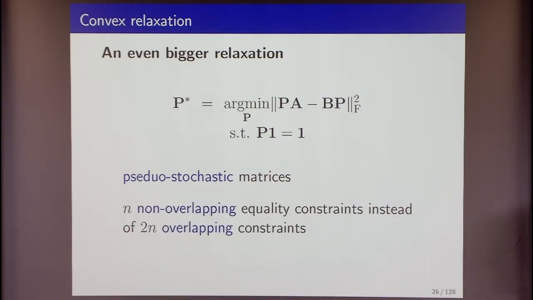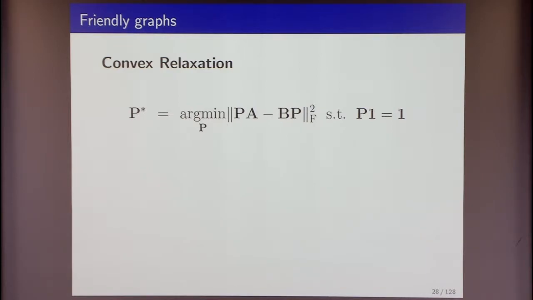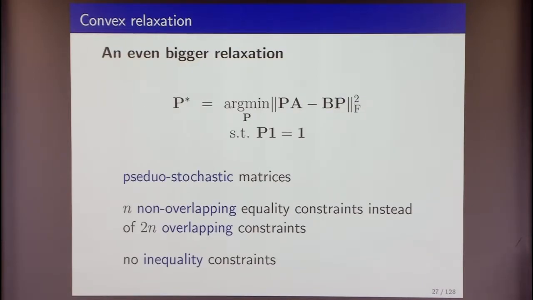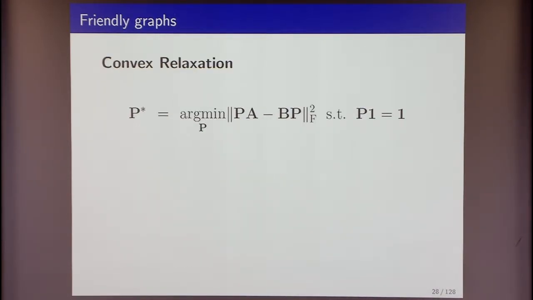So there are no overlapping constraints, and there are no non-negativity constraints. And from a practical perspective, this can help a lot to solve these optimization problems and maybe to scale to larger ends. So I will be considering this relaxation, and I will define a particular class of graphs where this relaxation, I will show, will give the exact isomorphism.